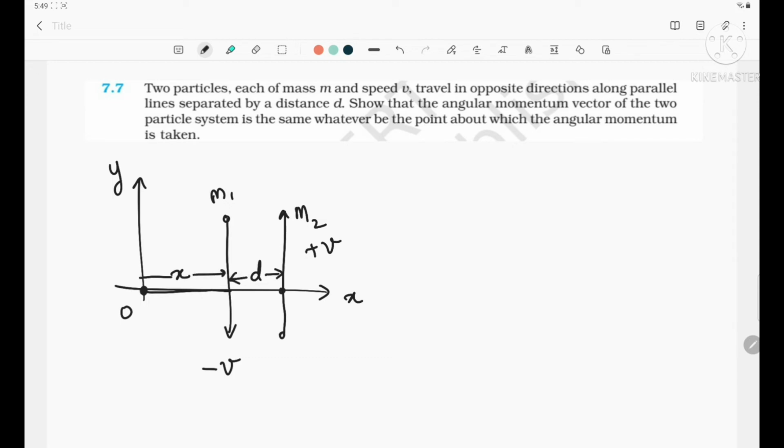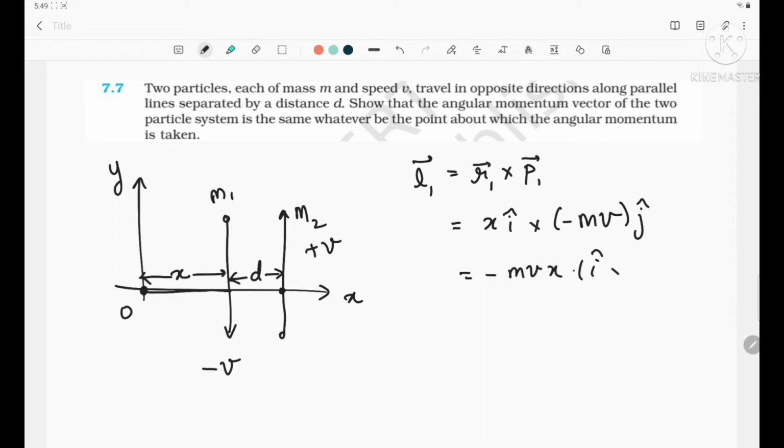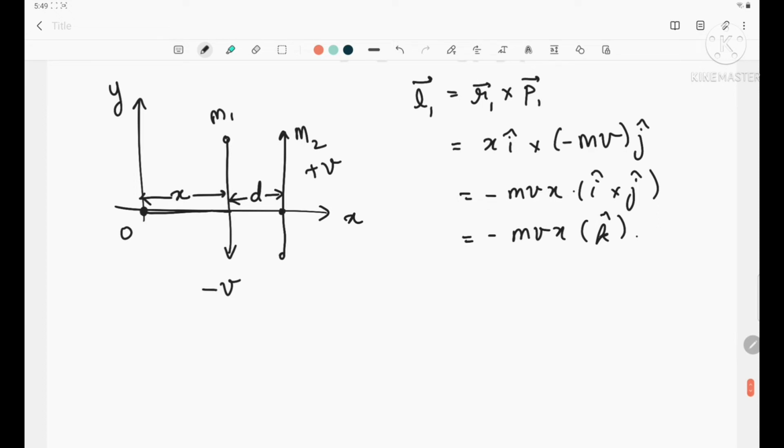Alright, so here what is L1 vector? L1 is the angular momentum of the first particle. When the particle is at position x, its angular momentum will be r1 vector cross p1 vector. So r1 is nothing but x into i cap, cross p1, which is minus mass into velocity into j cap. So this will be equal to minus mvx into i vector cross j vector. What is i cross j? i cross j is nothing but k. So we will have the L1 vector here.